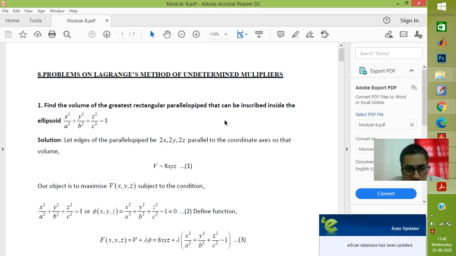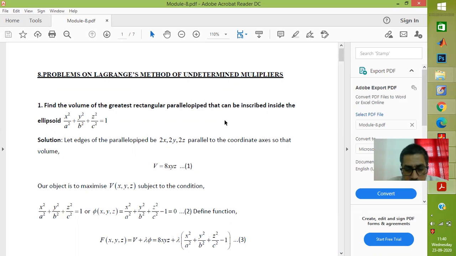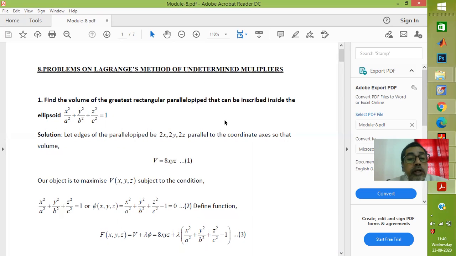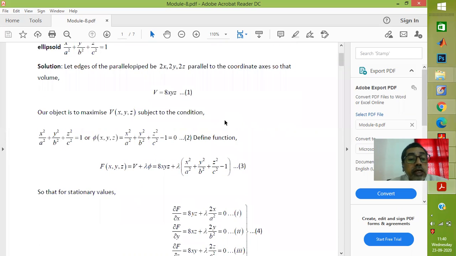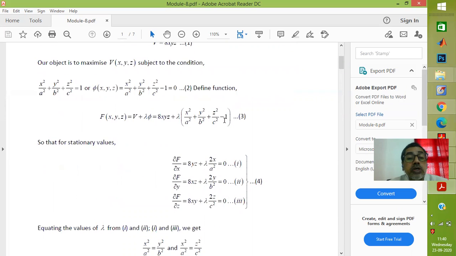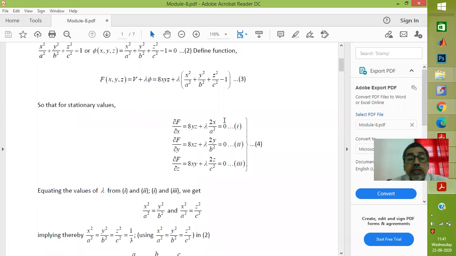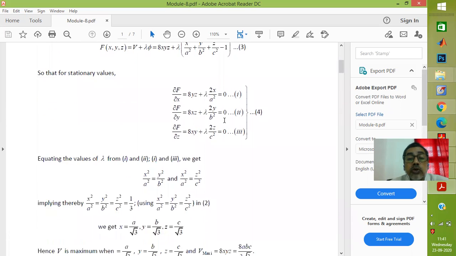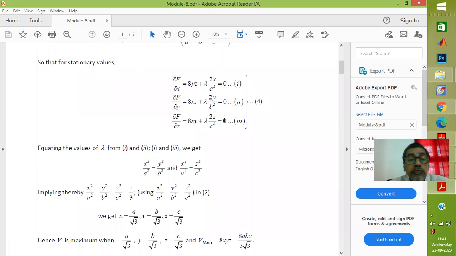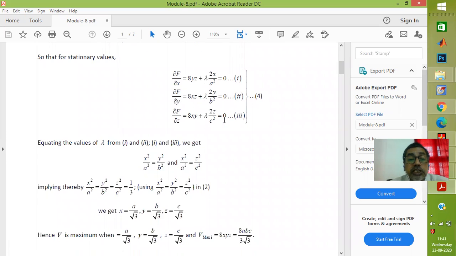This has to be maximized subject to the constraint x squared by a squared plus y squared by b squared plus z squared by c squared is equal to 1. So set up the Lagrangian function F(x, y, z) is equal to V, that volume function, plus lambda times the constraint, that is 8xyz plus lambda times the ellipsoid. We take the partial derivatives with respect to x, y, and z, that is ∂F/∂x, ∂F/∂y, ∂F/∂z, equate them to 0, and then work out the critical relationship.